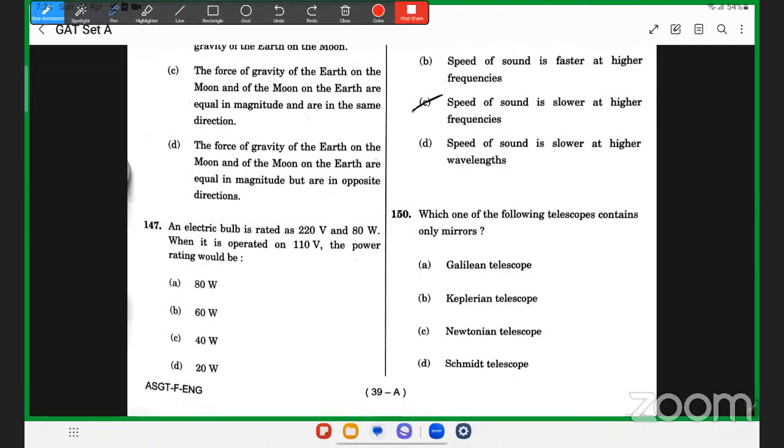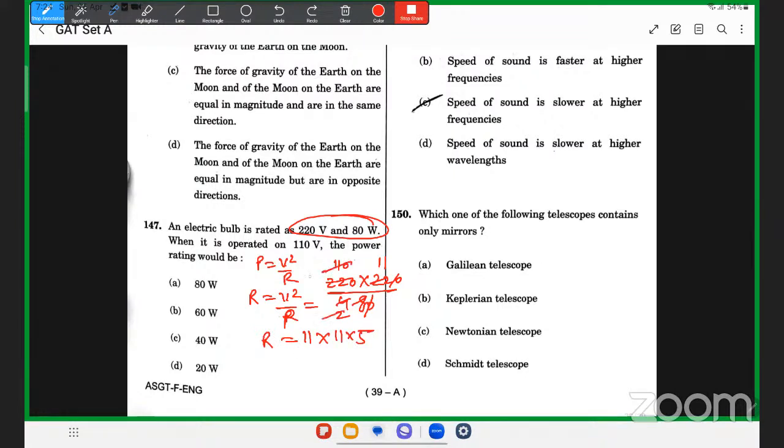Next is, an electric bulb is rated at 220 volt and 80 watt. When it is operated, the power rating will be, so P is equals to V square by R. So R will be V square by P. V in the first case is 220 into 220 divided by P, that is 80. So R will be 11 into 11 into 5. If you will divide it.